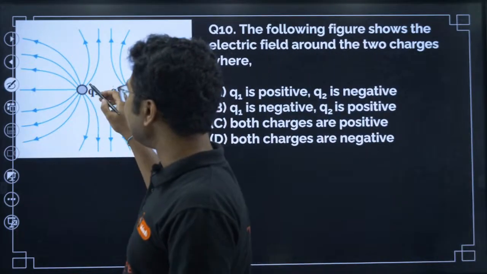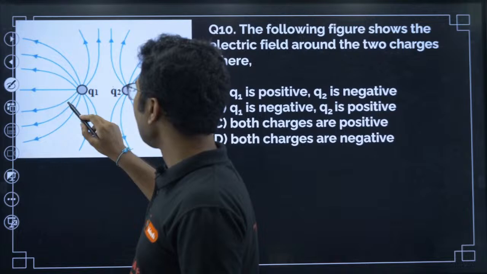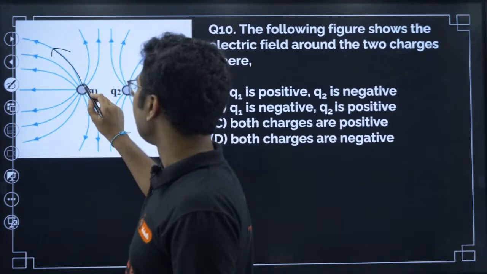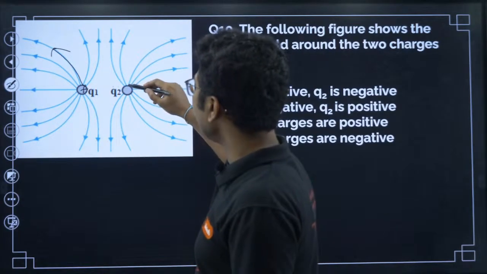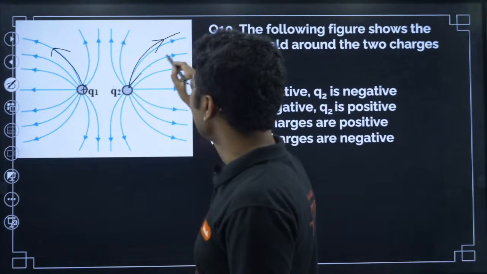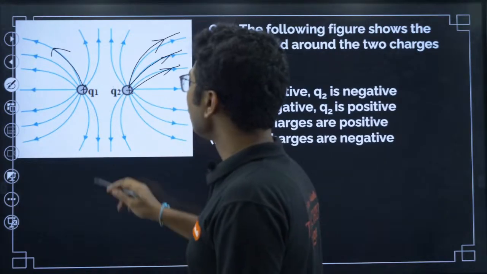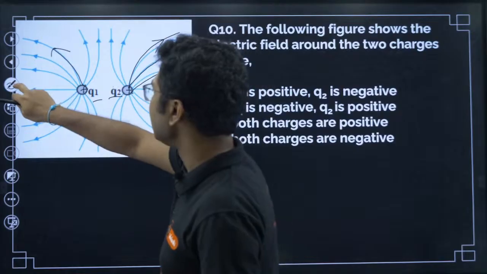Here you can see that the electric field lines are going out of the charges. Out of the charge means definitely this is a positive charge. Now if you see this charge also, the field lines are again going outside, which means again this is a positive charge. So both Q1 and Q2 must be positive. So option C is correct.